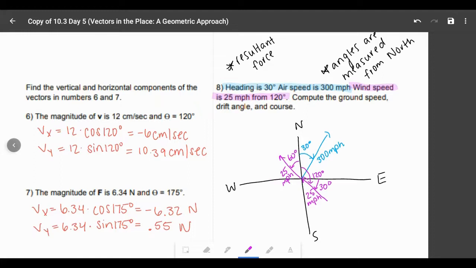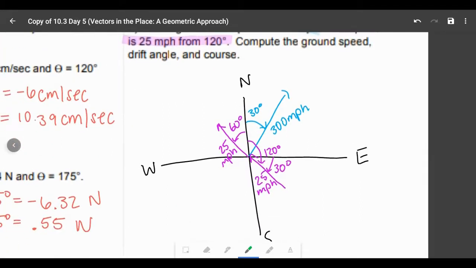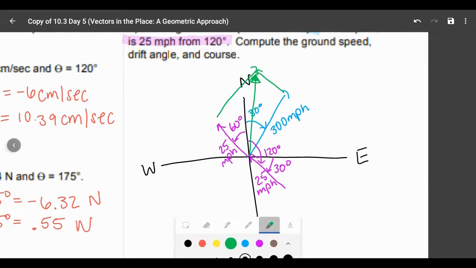So now that I know all of that, again, we're using that resultant force or the parallelogram law. Let's go ahead and make a parallelogram. So I'm going to extend my parallelogram out that way and extend it out this way. And the vector that I'm going to be looking for that is going to compute my ground speed is going to be this one here. And so in green is going to be my ground speed.